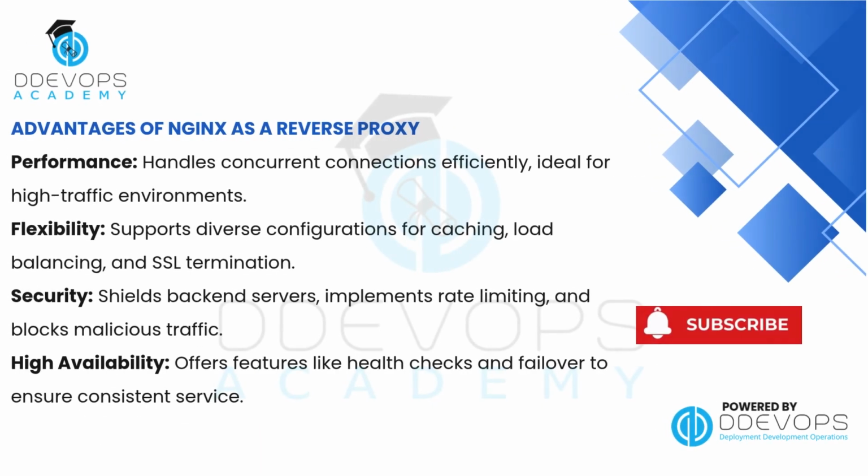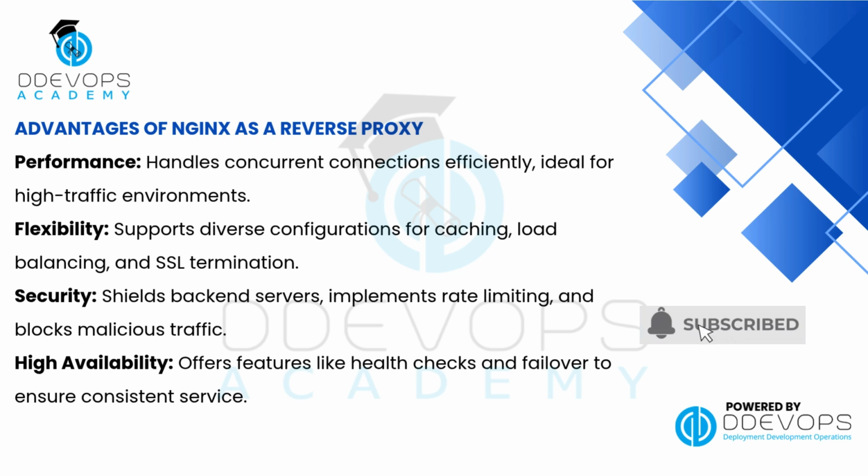Advantages of Nginx as a reverse proxy. Performance. Handles concurrent connections efficiently, ideal for high-traffic environments. Flexibility. Supports diverse configurations for caching, load balancing, and SSL termination. Security. Shields backend servers, implements rate limiting, and blocks malicious traffic. High availability. Offers features like health checks and failover to ensure consistent service.